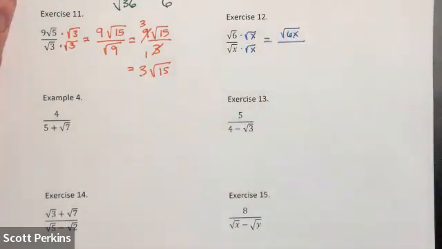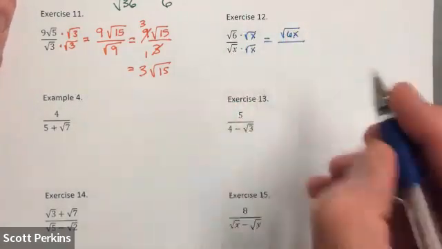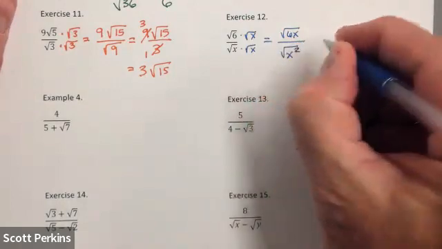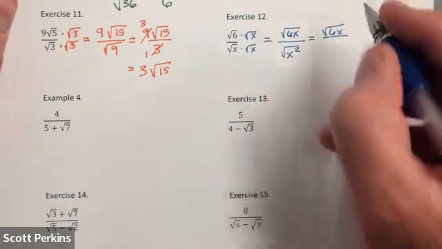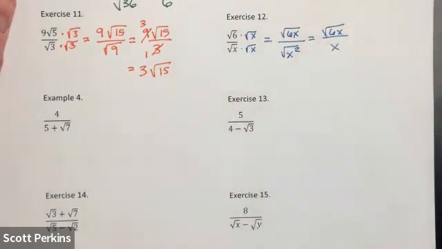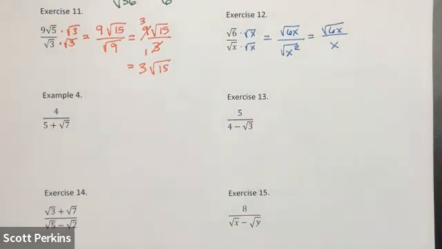Great, nothing else to do there. The denominator, square root of x, square root of x is square root of x squared. And so then one more step, I can simplify that denominator. Square root of x squared is x. Again, no more radical in the denominator, which is the goal. All right, we're almost done.